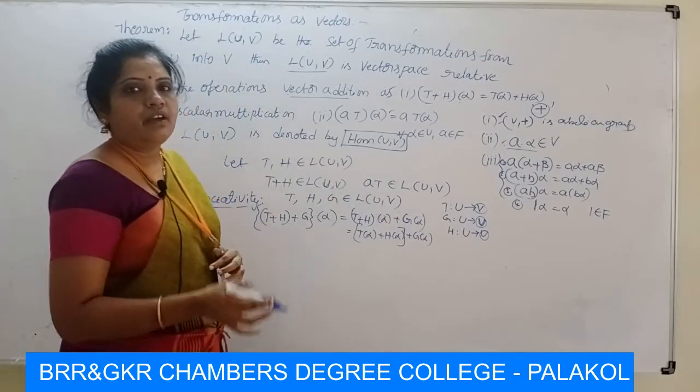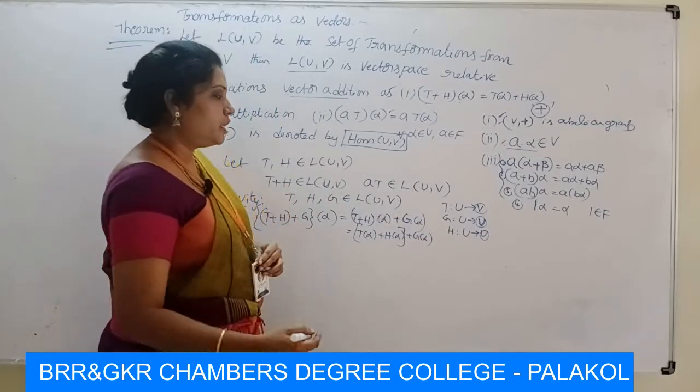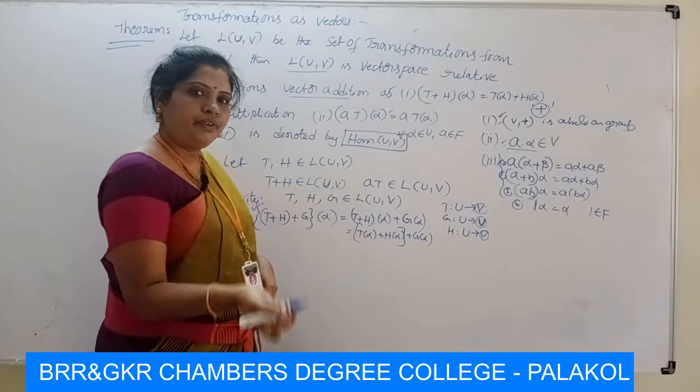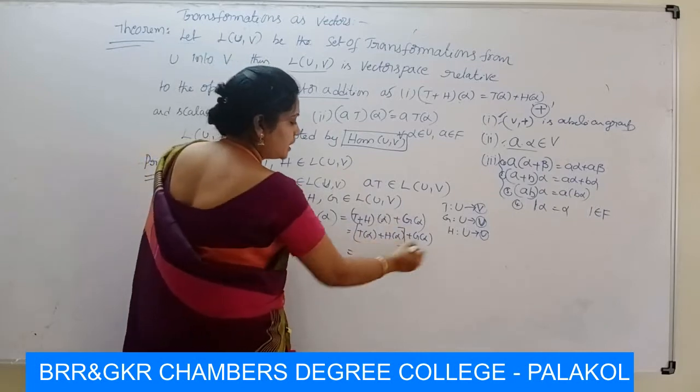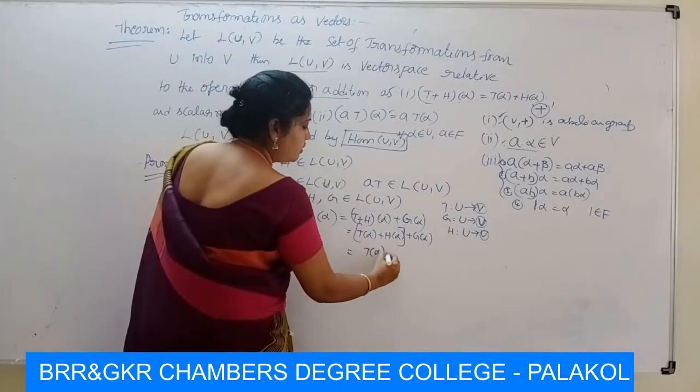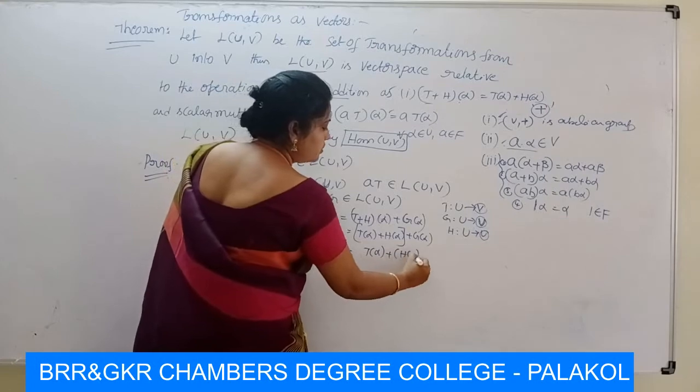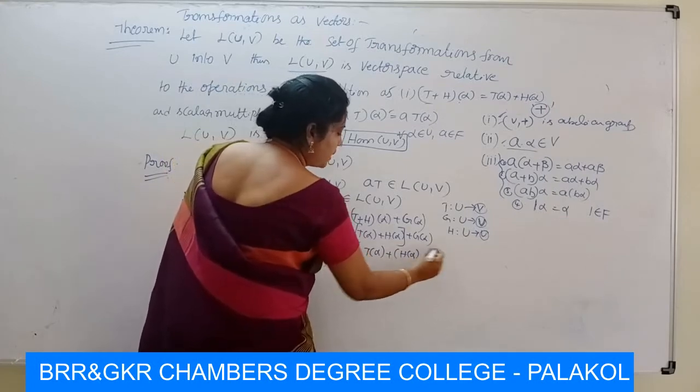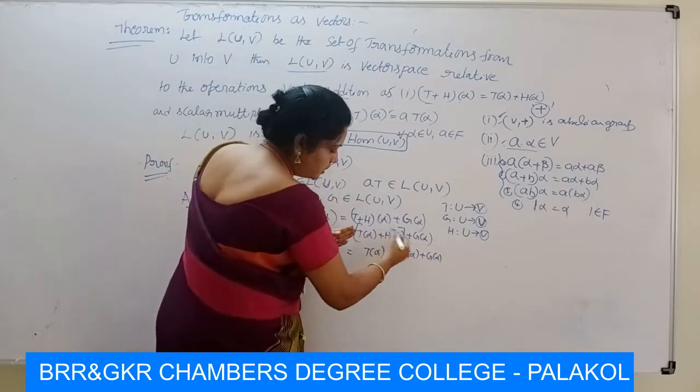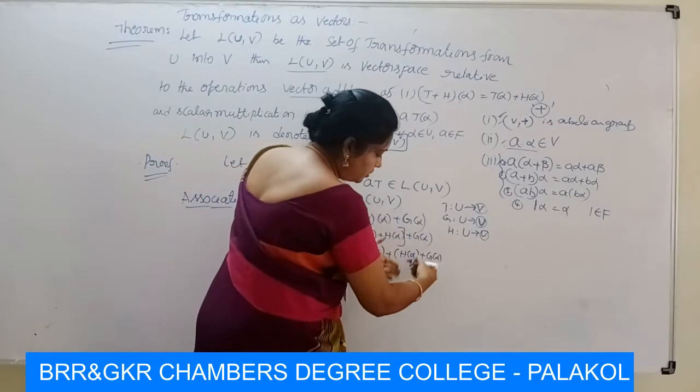Here V is a vector space. So by associative law in V, this can be written as T of alpha plus H of alpha plus G of alpha. I changed the brackets, T of alpha plus the bracket of H of alpha plus G of alpha.